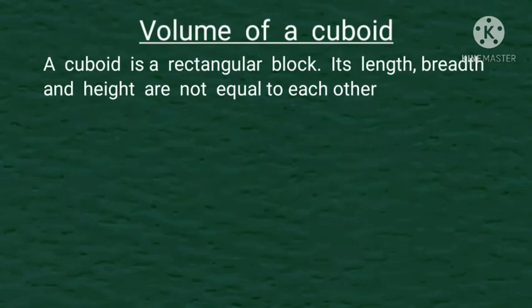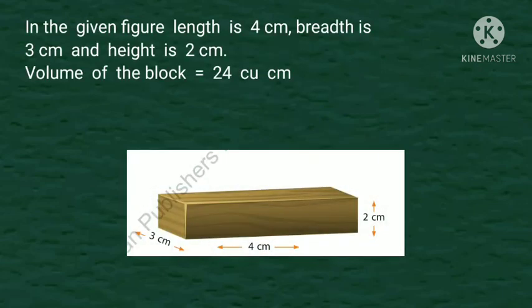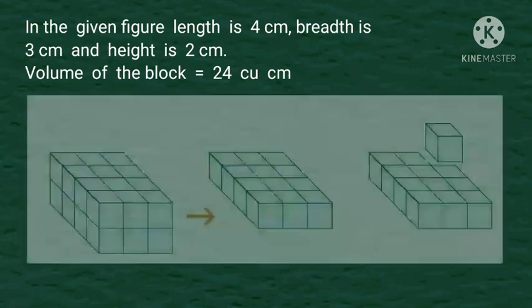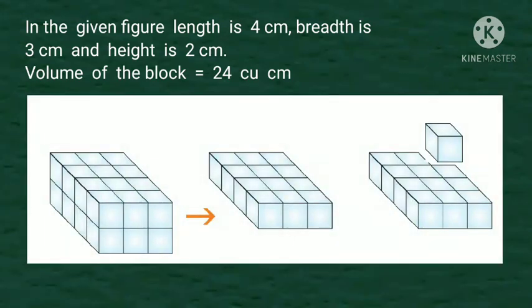Volume of a cuboid. A cuboid is a rectangular block. Its length, breadth and height are not equal to each other. Let's now calculate the volume of a given figure. In the figure, length is 4 centimeter, breadth is 3 centimeter and height is 2 centimeter. Imagine that the block is cut into smaller cubes where each cube has a side of 1 centimeter. Thus, volume of the block is equal to 24 cubic centimeter.